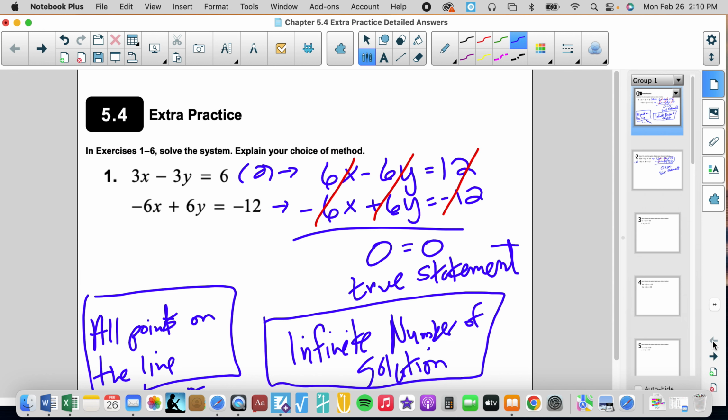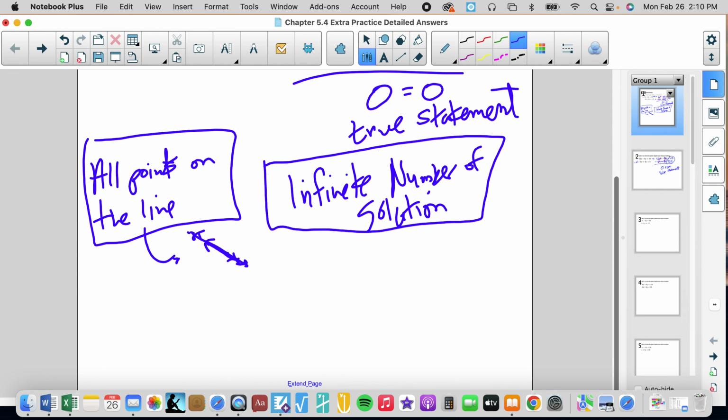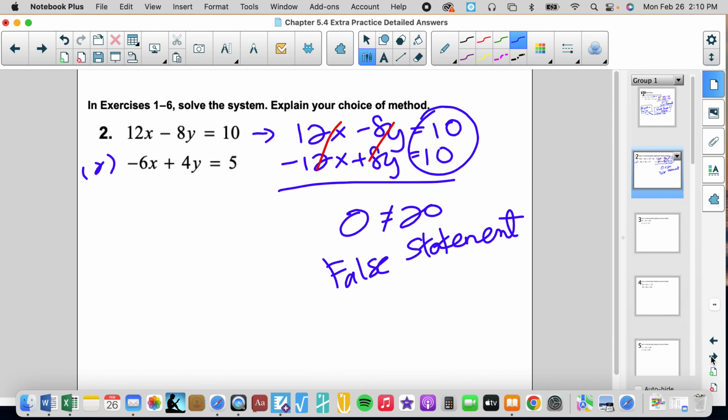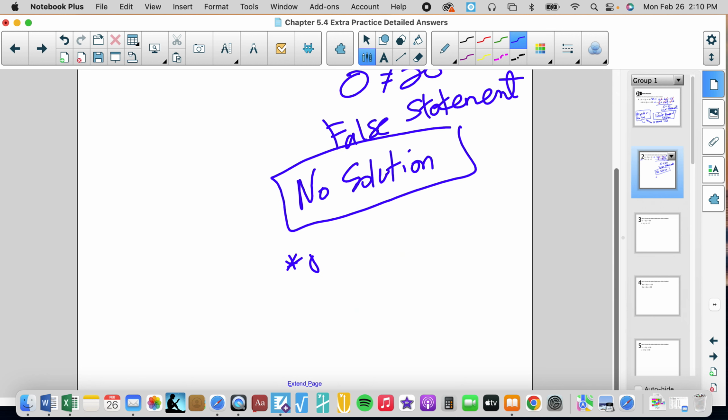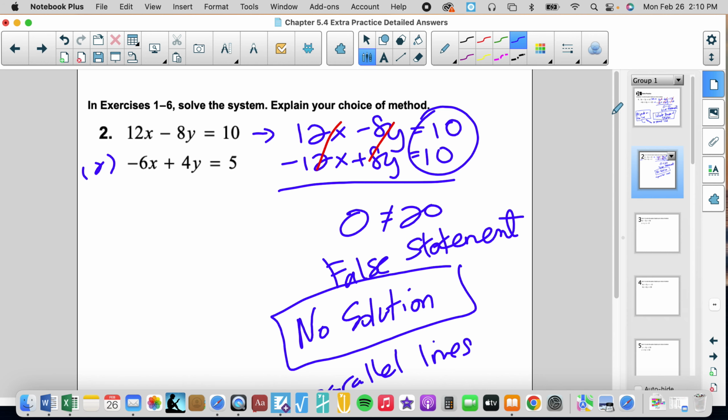Oh, right, let's do this. We should write this somewhere. Same line. Here is false statement. It is no solution is the answer because they don't intersect anywhere because they are parallel lines. Same slope, different y-intercept.